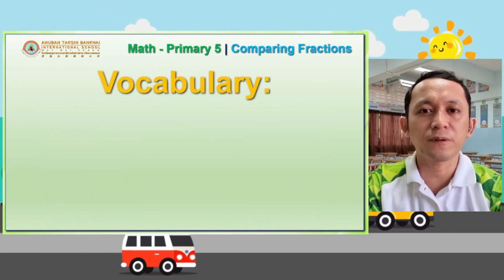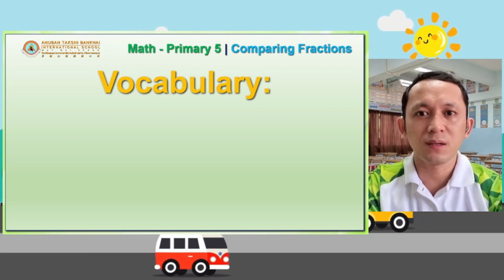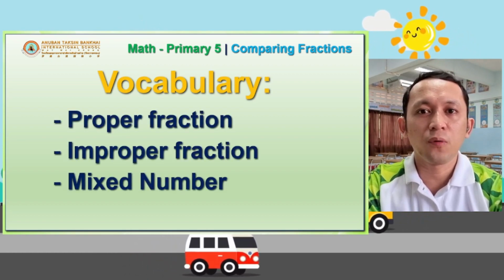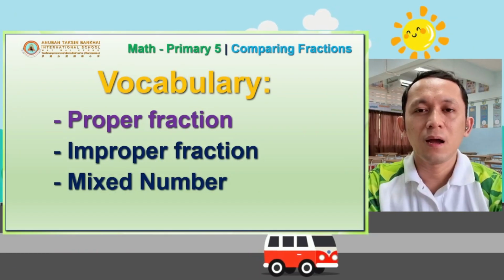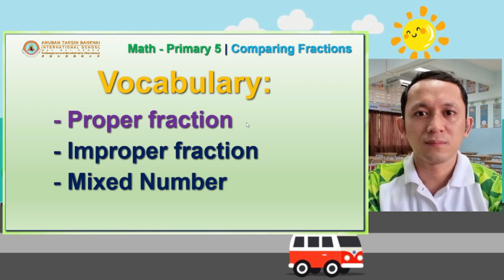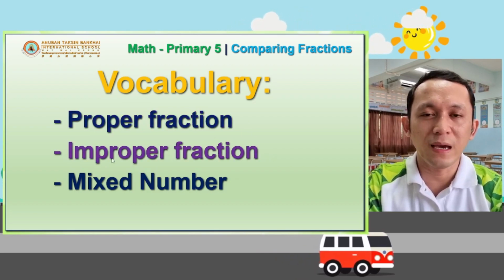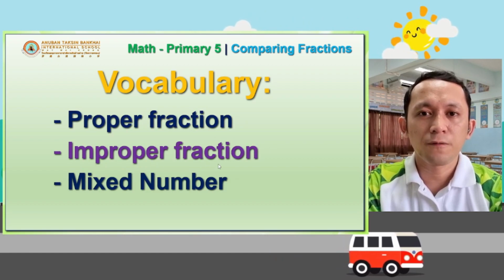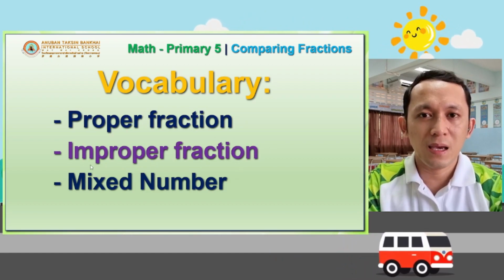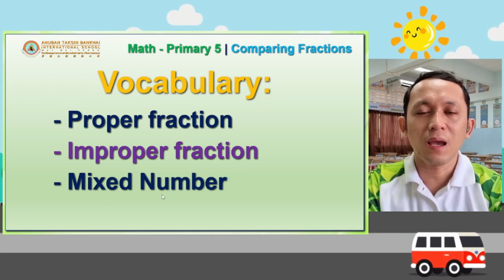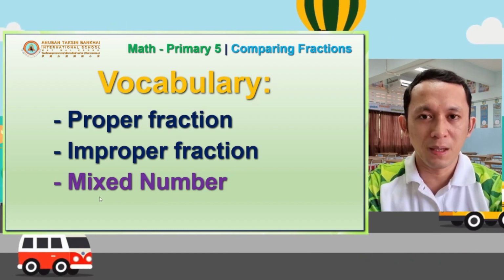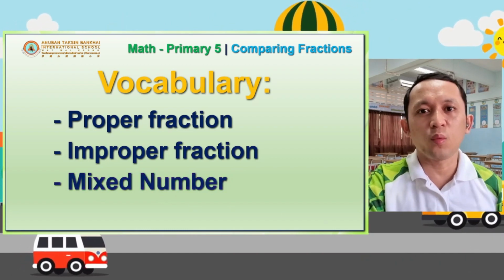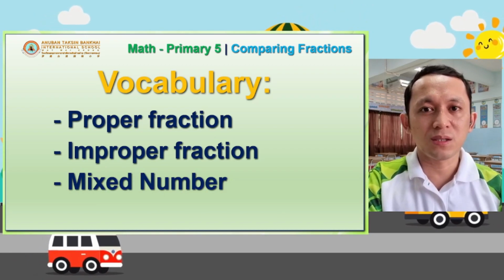Before we continue, let's have first our vocabulary. We have 3 words for today. The first word is proper fraction. Next, our second word, we have improper fraction. And the last word, we have mixed number. These are the 3 words that we are going to use in our discussion today.